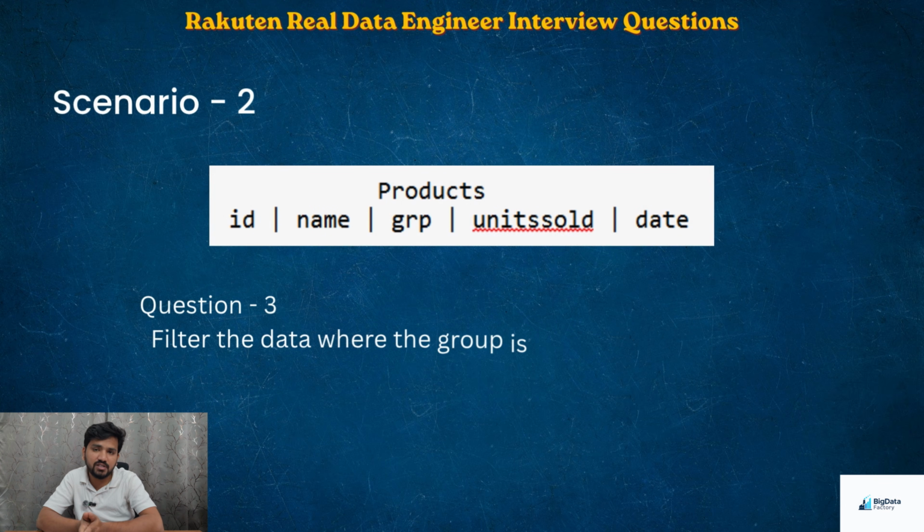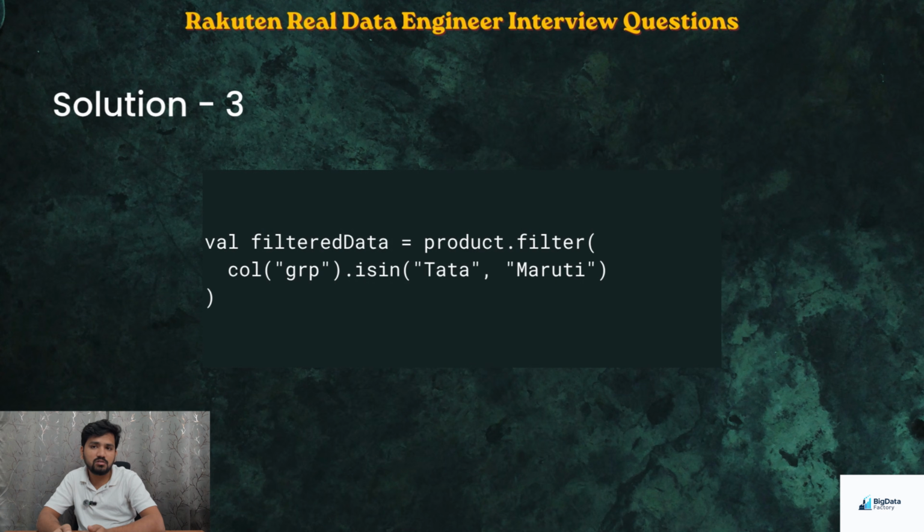The next question was, filter the data where the group is either Tata or Maruti. The keyword in the requirement is either. We want Tata or Maruti, not Tata and Maruti. A row cannot have both values in the same group column. That's why isin works nicely here.